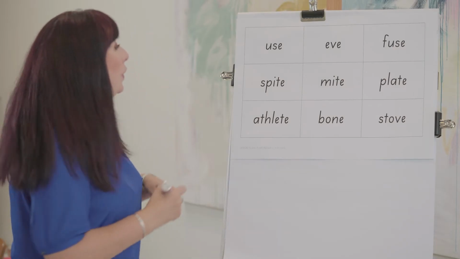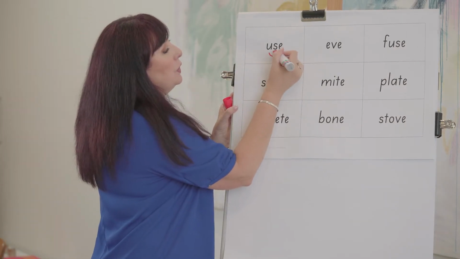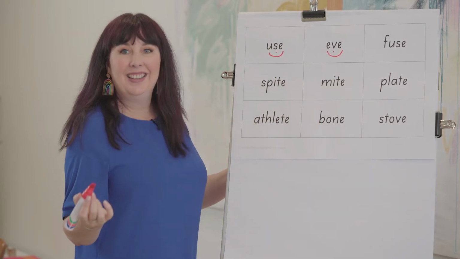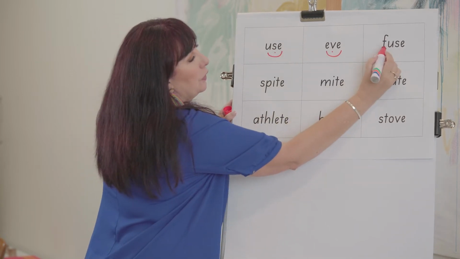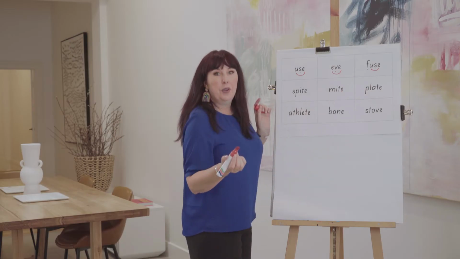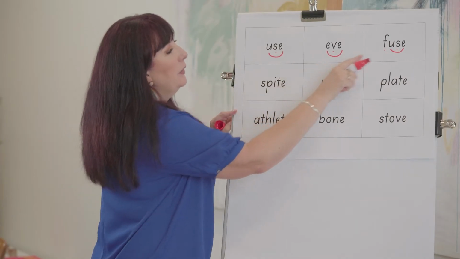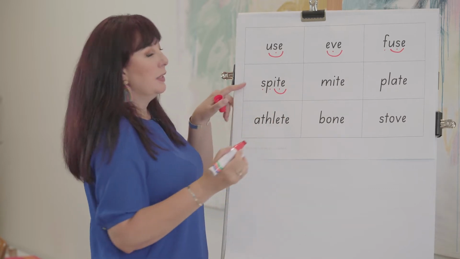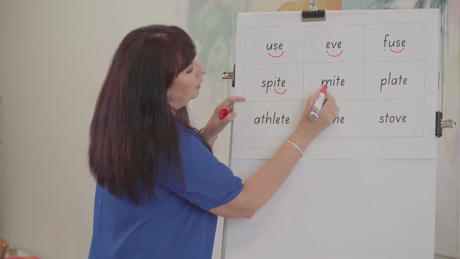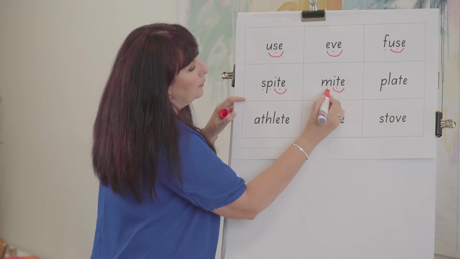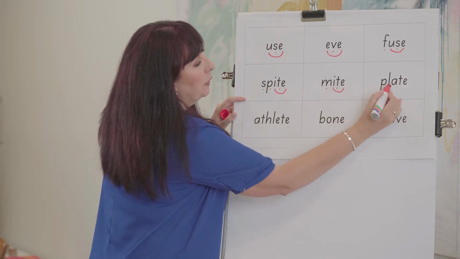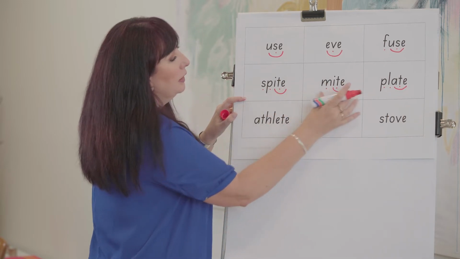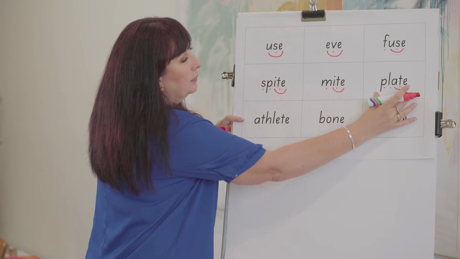Let's look at some words and read them together. So, our first word is use, use. Eve, Eve. Fuse. Use, Eve, fuse. Good job. Spite, spite. Might, might. Plate, plate. Spite, might, plate.